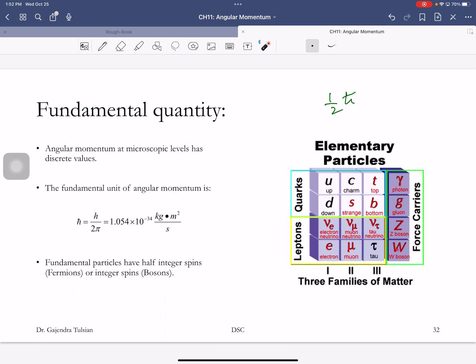These are the guys that mediate forces. These are force carriers. They have integer spins, h bar spins: 1 h bar or 2 h bar and so on. The photon is 1 h bar. These guys mediate the weak force. This guy mediates the strong force. This guy mediates the electromagnetic force. These guys decay into these guys.